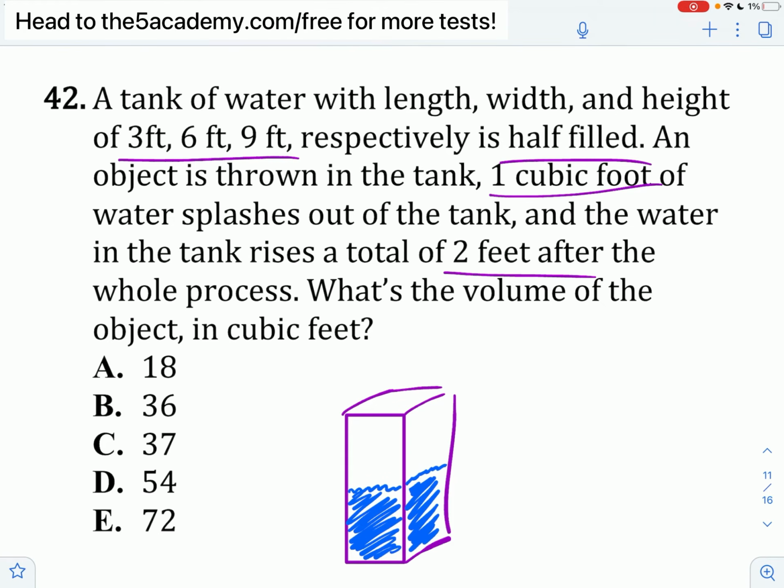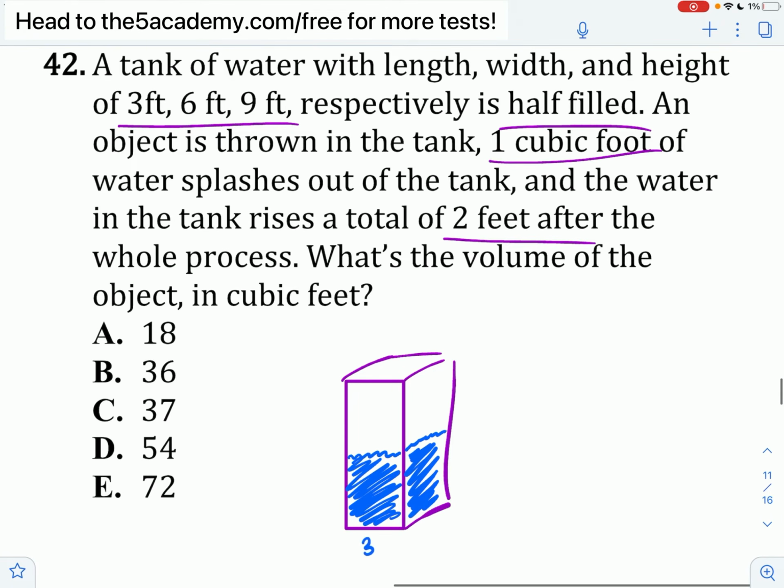Okay, so let's just say this is 3, this is 6, this is 9. So the original volume of water is 3 times 6 times 4.5, right? Because it's half filled. The height is half. So 3 times 6 times 4.5 gives you 81. And that's feet cubed. Okay?